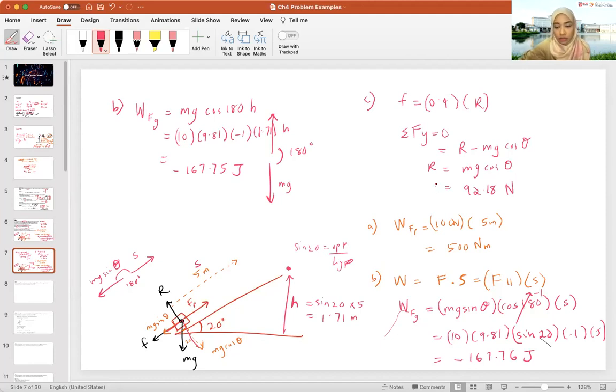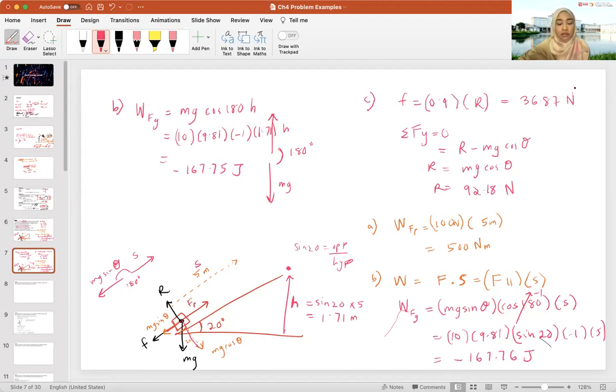Newton. So this is your R. Plug that in times 0.4. I think this is right. 36.87 Newton. So we're not done yet. This is not your non-conservative work done.